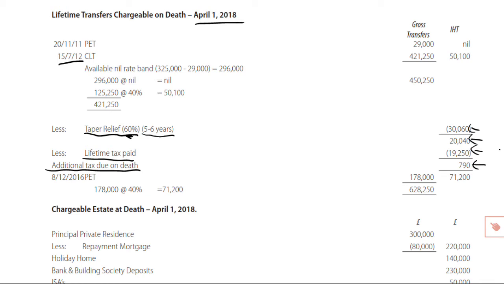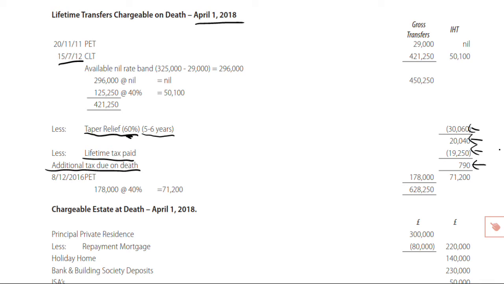£790. If required, of course, if you're required to do this, any such tax on a CLT that becomes payable on death has to be paid by the trustees out of the trust fund, and like all tax on death is due 6 months after the end of the month in which the death occurred.